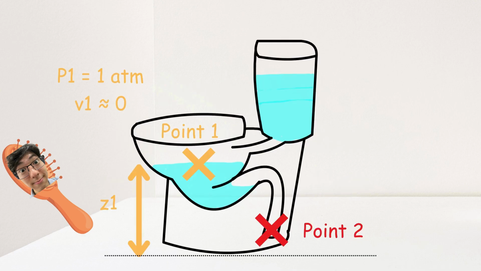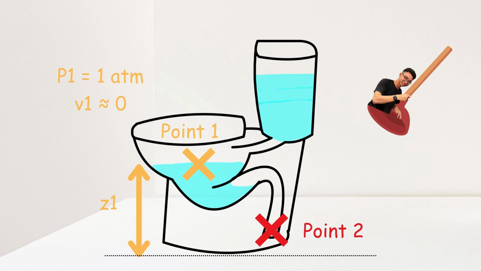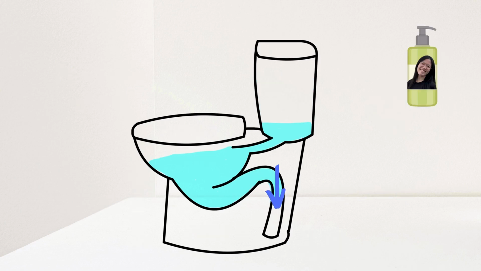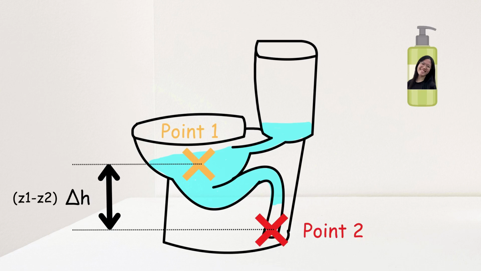And height is a variable which we will call Z1. At the end of the siphon tube, point 2, the pressure will still be 1 atmospheric pressure as it is also exposed to the atmosphere. And the height is Z2. As more time passes after the toilet is flushed, the water's velocity will increase due to the change in height, which is labelled as delta H in the diagram, and it will accelerate due to the siphon effect.